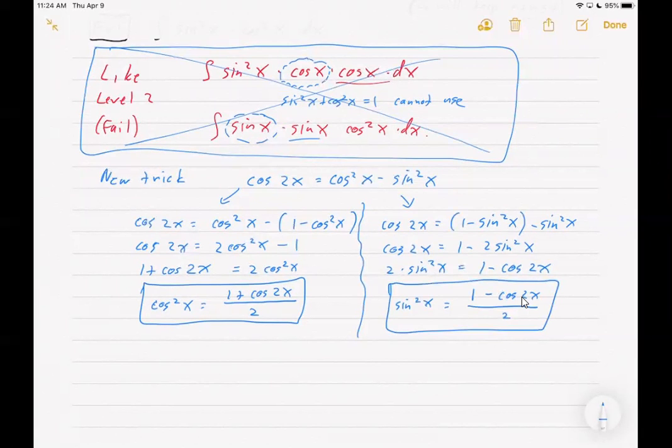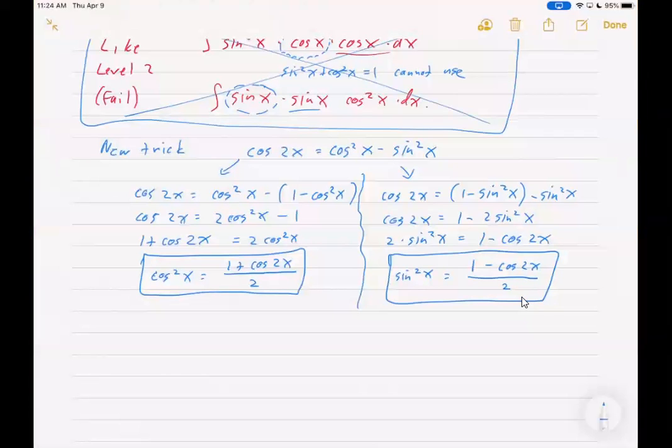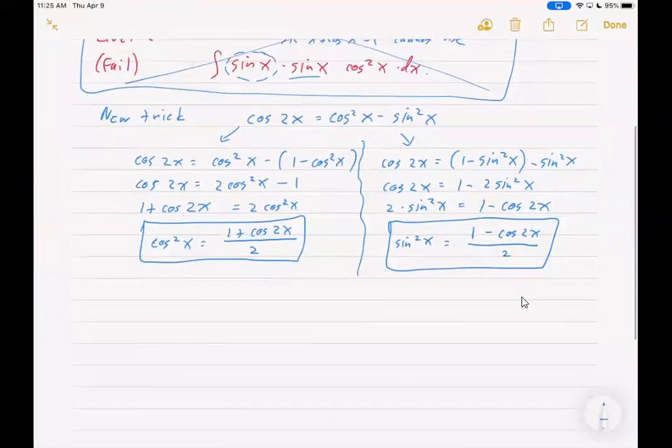So these two formulas will let me convert the even powers into odd powers. Notice we have a cosine of 2x to the first power in both cases, but we do have a more complicated argument. Instead of a cosine squared of x, it's cosine of 2x to the first power. So it'll be a little more to handle.